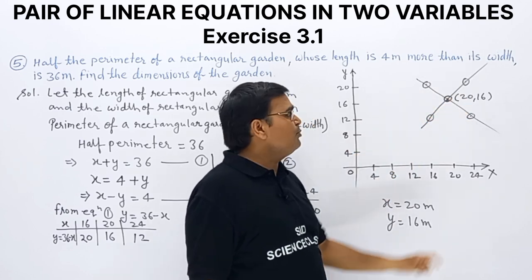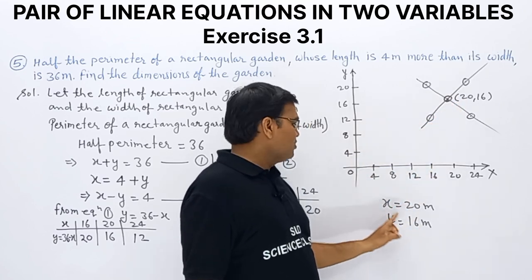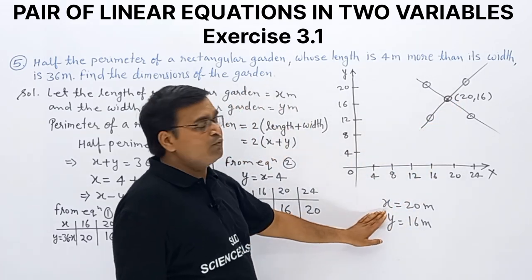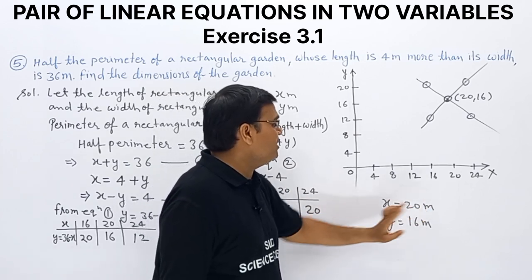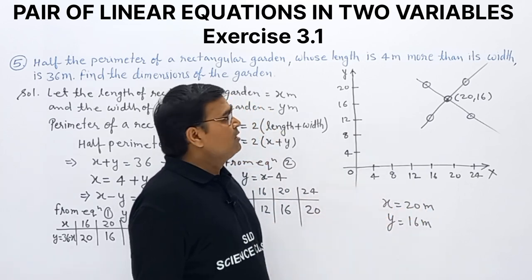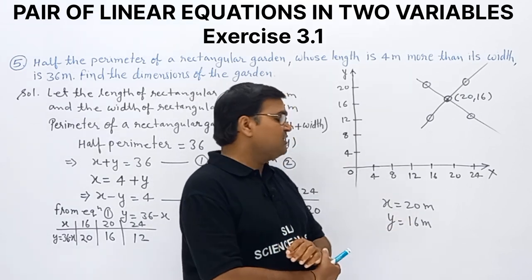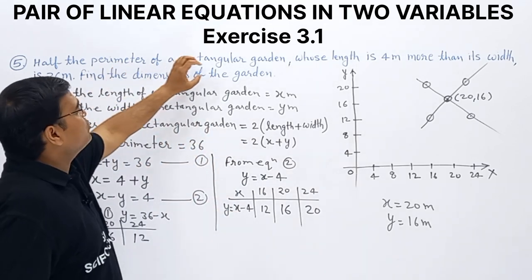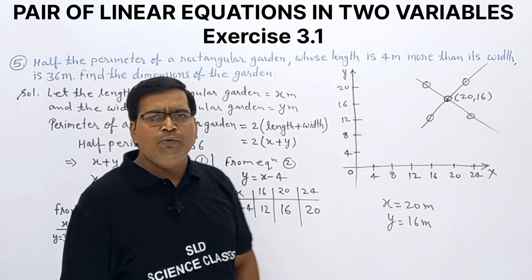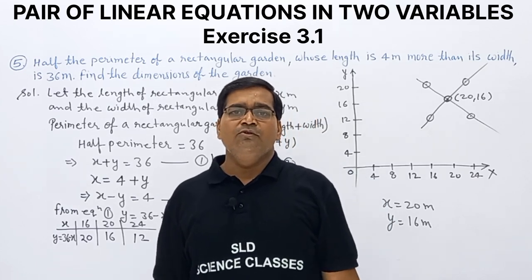This point has coordinates 20, 16. It means the x coordinate is 20 and the y coordinate is 16. So we can say the length of the rectangular garden is 20 meters and the width of the rectangular garden is 16 meters. So these are the dimensions. Finally we obtained the dimensions of the garden. I hope you understand this question. That's all about this question. Thank you so much.